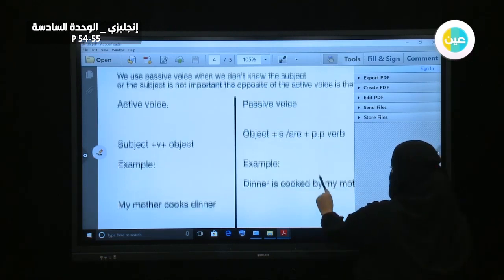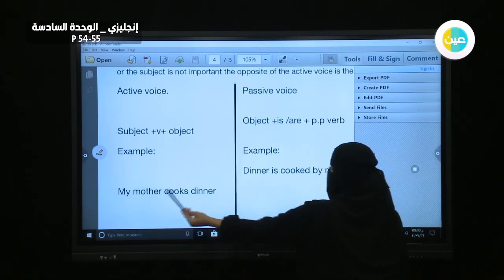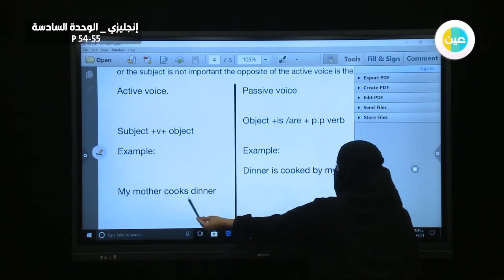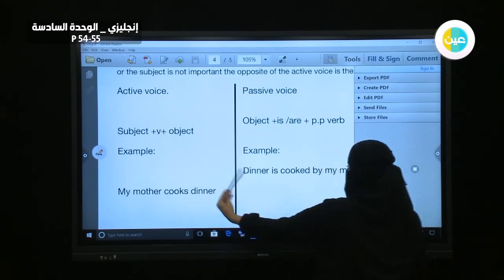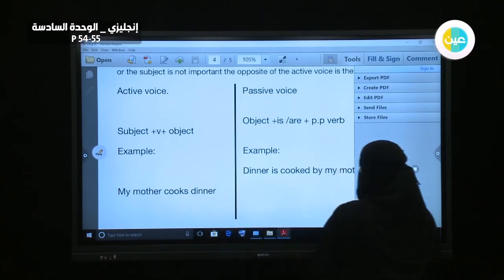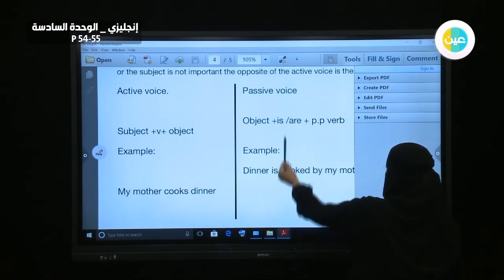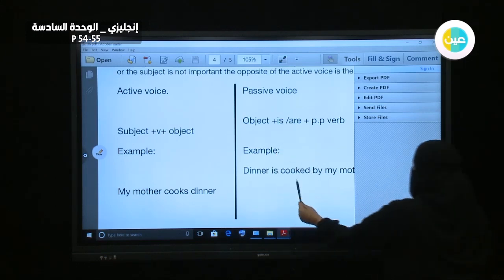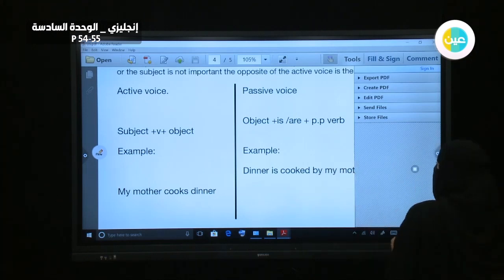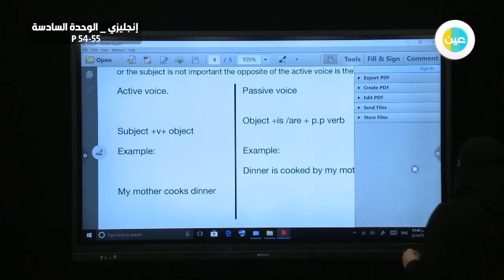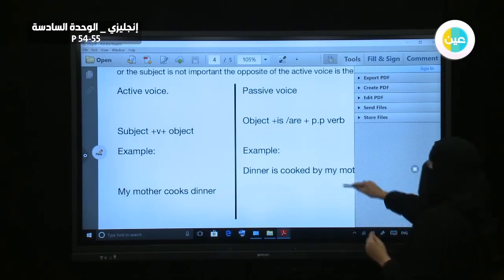For example, in active voice, my mother cooks dinner. So the subject is my mother, cooks is the verb, first form of the verb, and dinner is the object. But in the passive voice, we start with the object. So we have dinner is cooked. Cooked here is the past participle form of the verb, the third form of the verb, by my mother. So the subject here is not important, or maybe we don't know the subject. So we can say dinner is cooked. Okay? So this is the passive form.